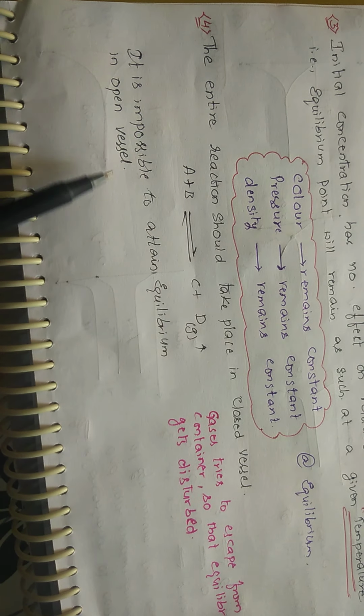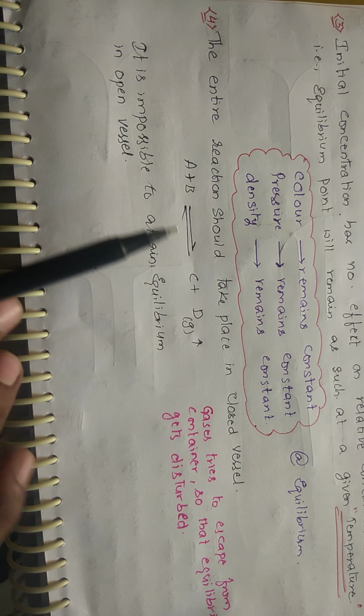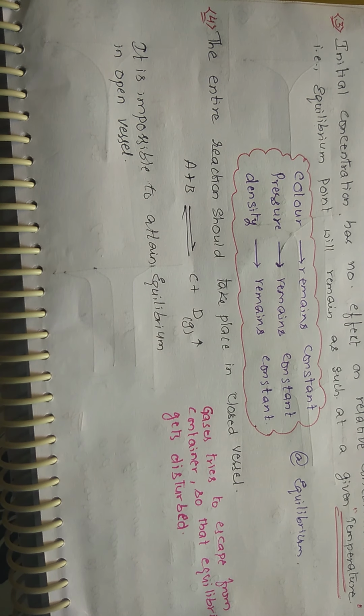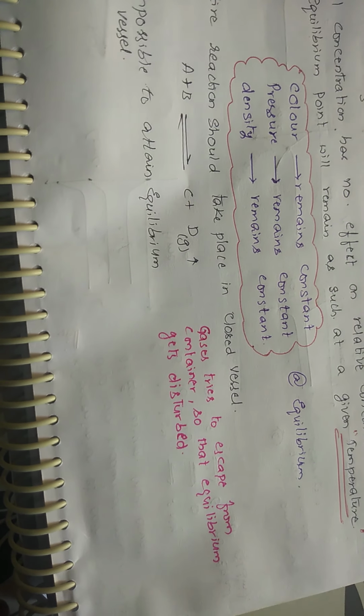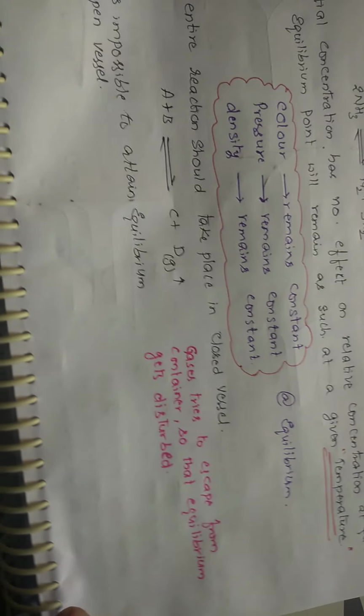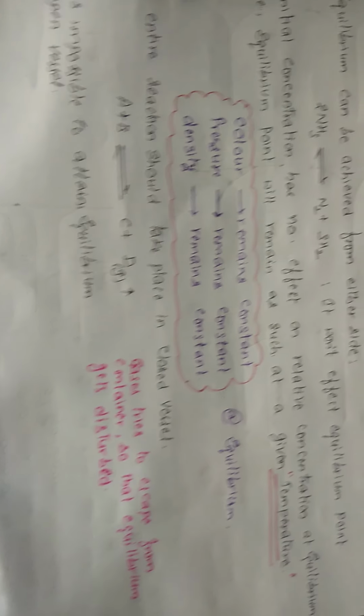So it is impossible to attain equilibrium in an open vessel. If you do a reaction in an open vessel, there is no way of getting equilibrium. Gases try to escape from the container, so equilibrium gets disturbed, and no equilibrium is attained if you perform the experiment in an open vessel.